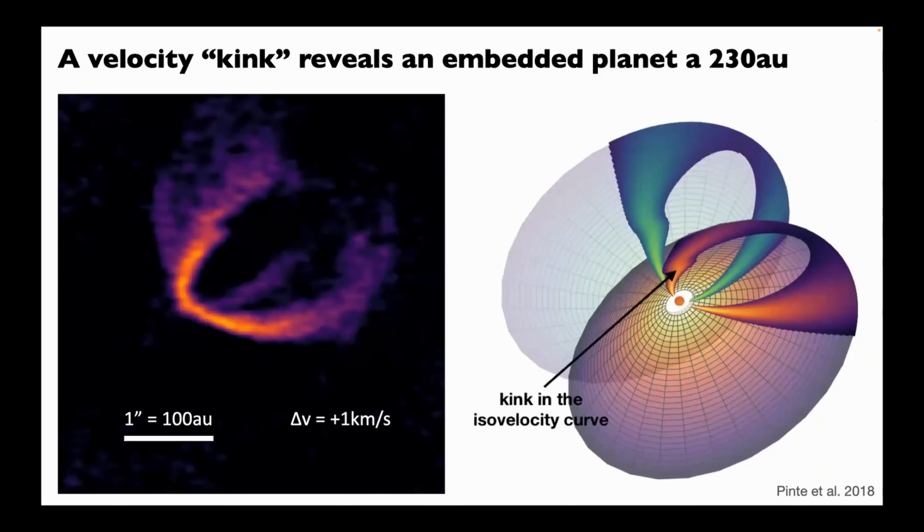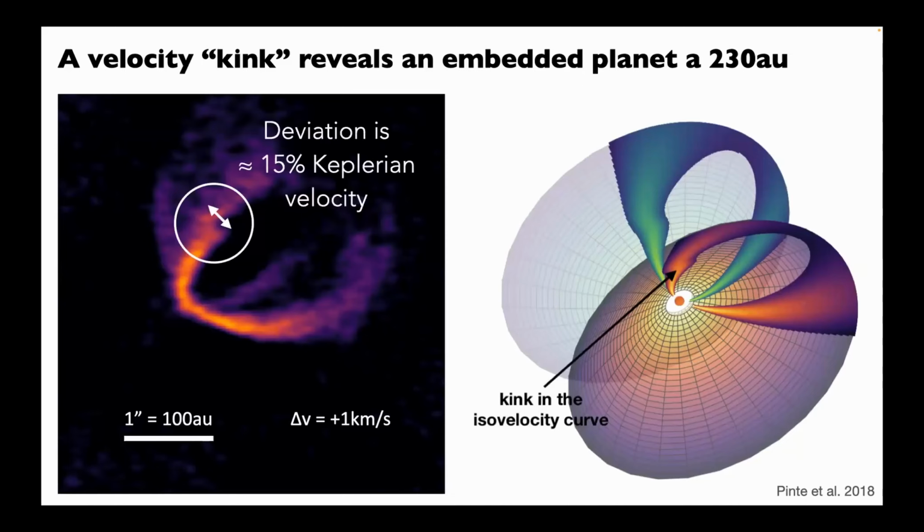And that's exactly what we detected in 2018. This is a disk around a big star. You have the star in the middle, you have one channel map, and you see that at this location you have a kink, which suggests that there's an embedded planet.